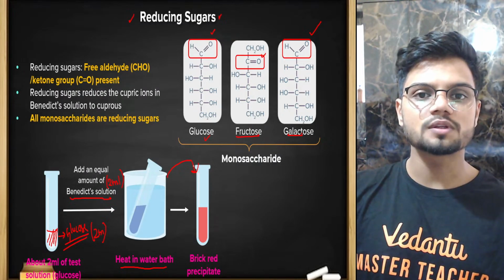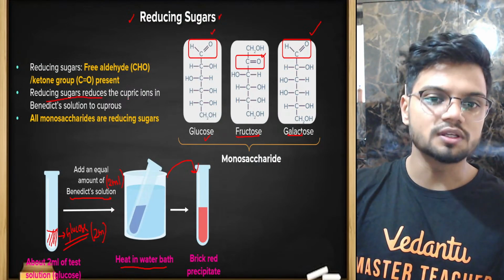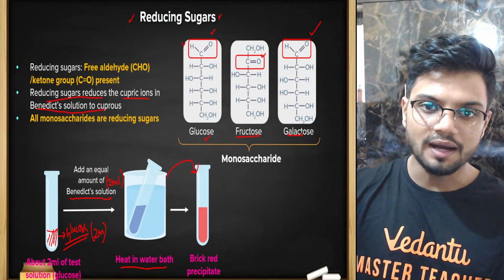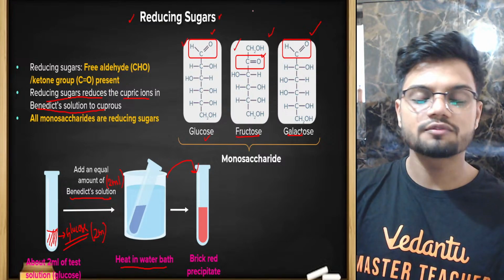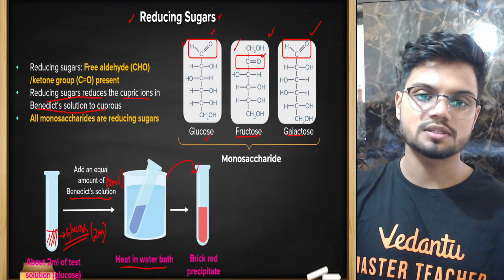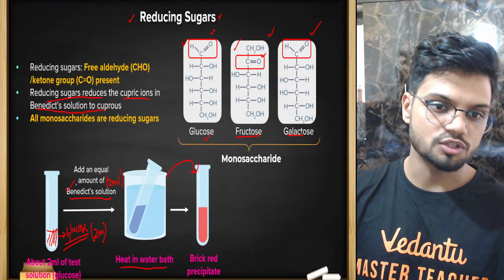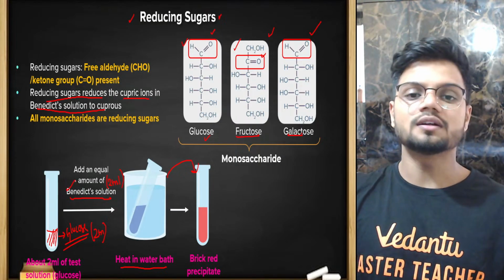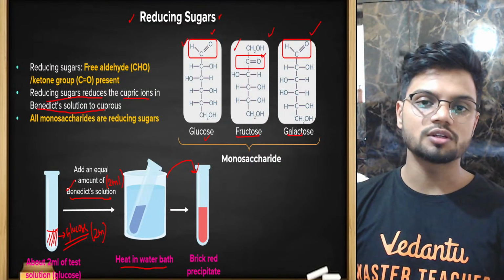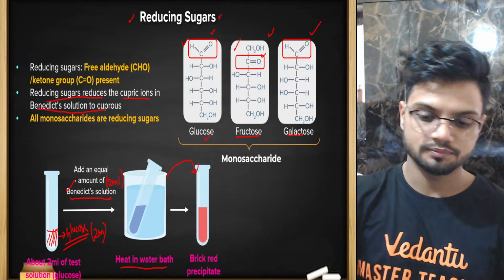Now, what is the reaction, students? The reaction is very simple. The reducing sugar reduces the cupric ions to cuprous ions. This free aldehyde or ketone group is reacting with the cupric ions. Cupric ions are present where? Cupric ions are present in the Benedict solution. So the aldehyde or ketone is reacting with cupric ions and converting the Benedict solution from blue color to red color because cupric is turning into cuprous.